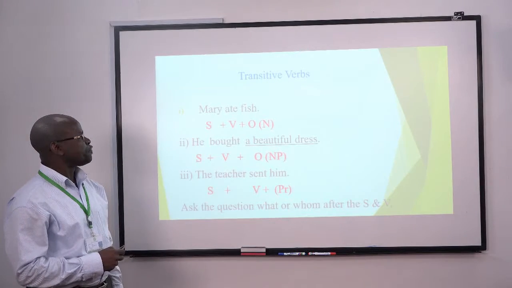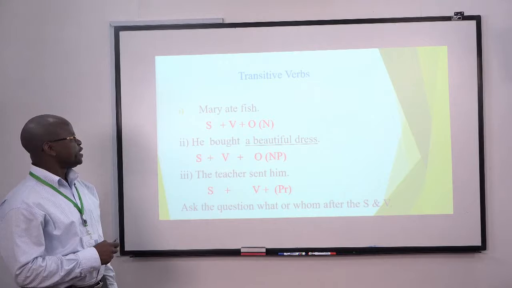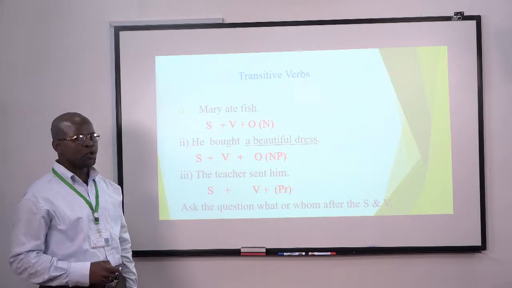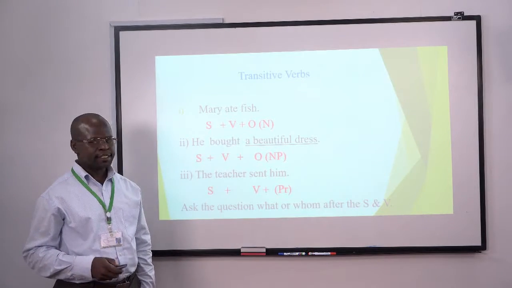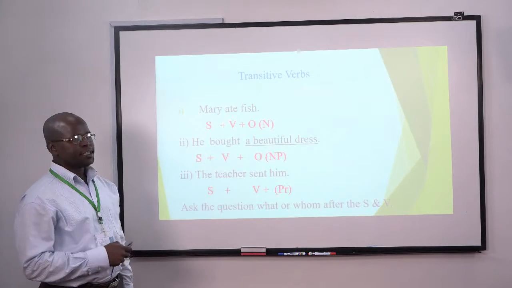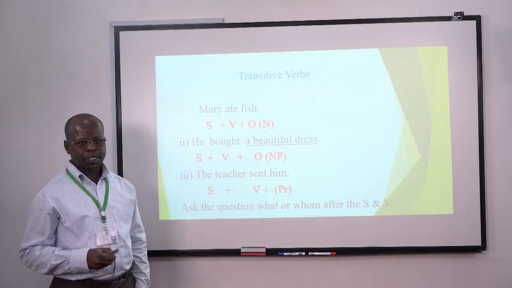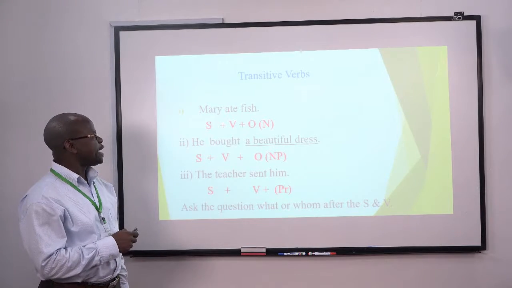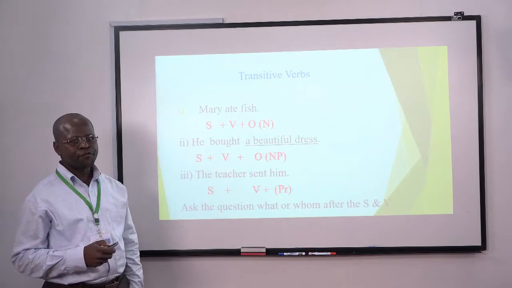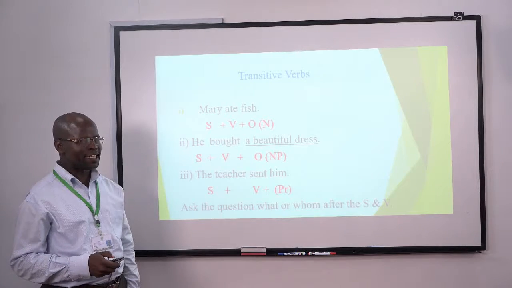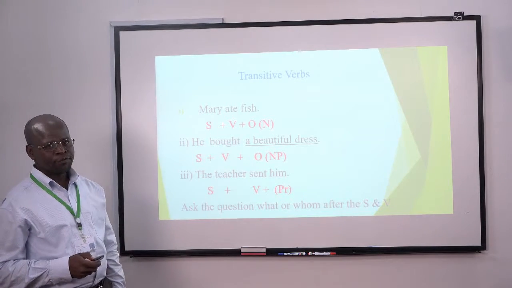Mary ate fish. Mary is the subject, the doer of the action in the sentence. Ate is the verb, and then fish is the object. So the verb ate is followed by fish, which is the object. So it is a transitive verb.